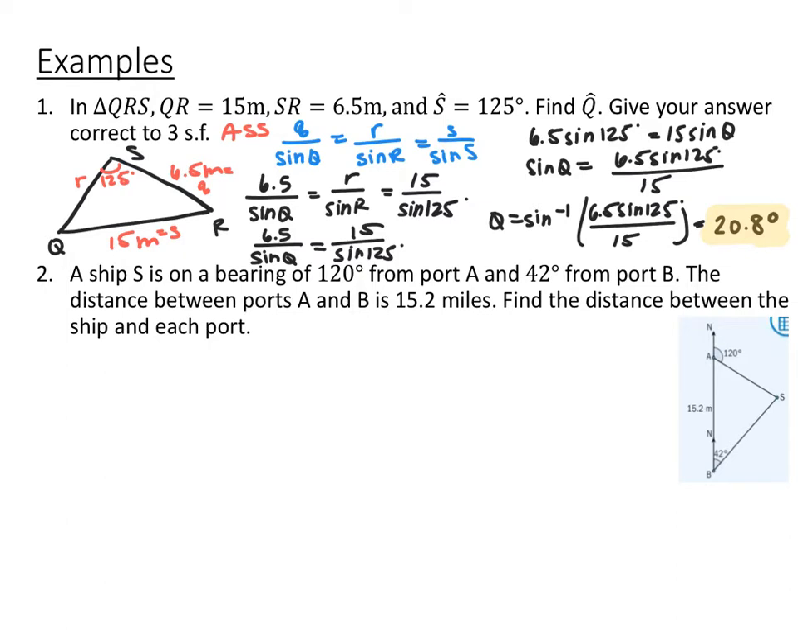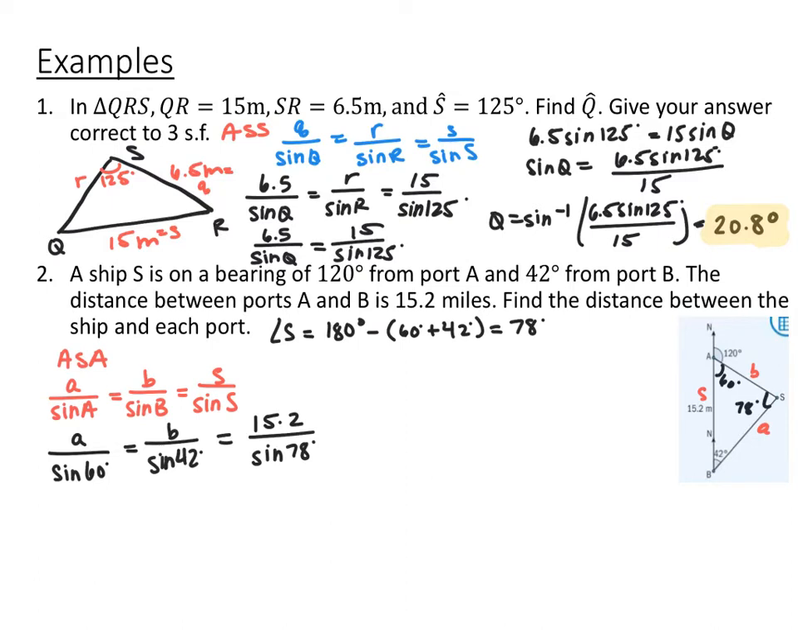For this next example, a ship S is on a bearing of 120 degrees from port A, so this angle here from north is 120 degrees, and 42 degrees from port B. The distance between ports A and B is 15.2 meters, and we want to find the distance from the ship to each of the two ports. Go ahead and pause the video and try this one.